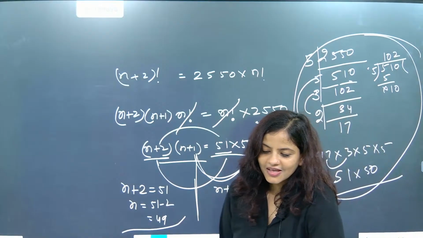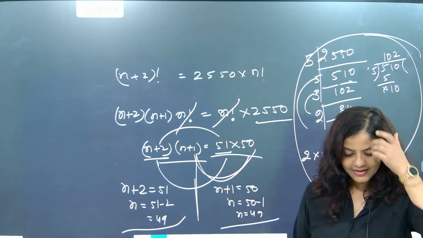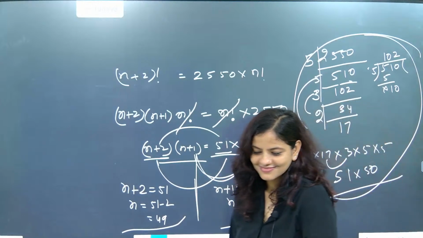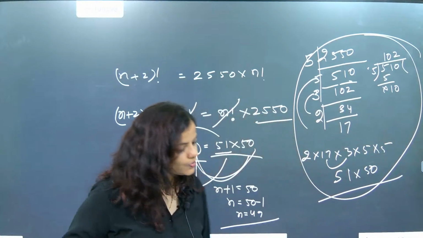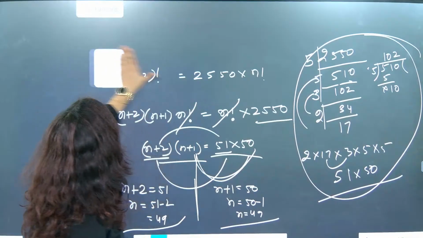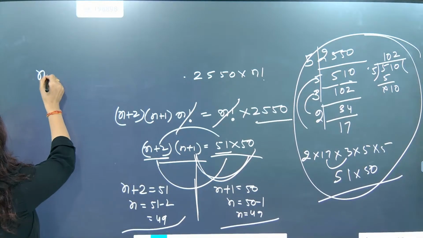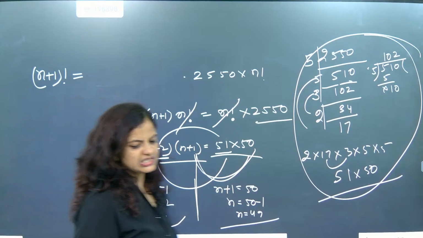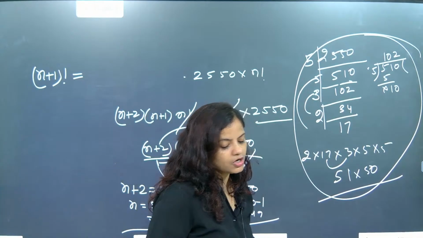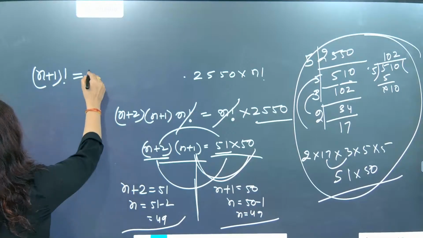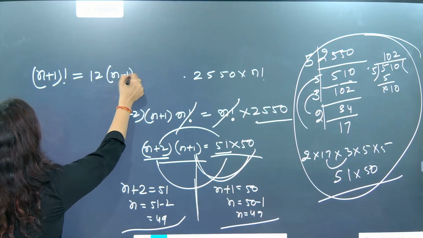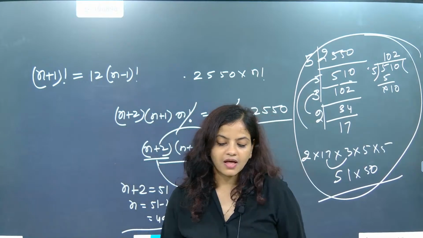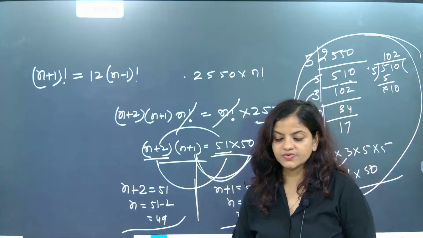Can we go for it, please? So n plus 1 factorial. Come on, go for it. This time you are going to solve. n plus 1 factorial equal to 12 into n minus 1 factorial. And this is a very easy question, I think much easier than the question we have solved.